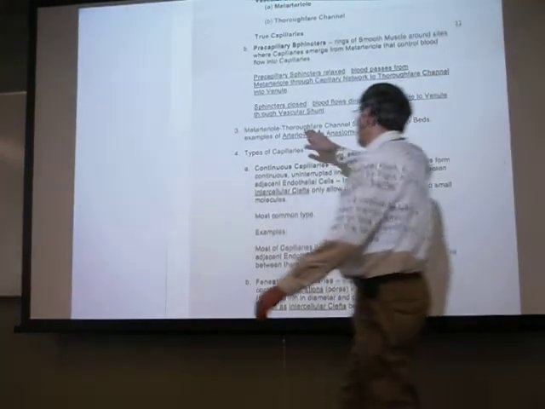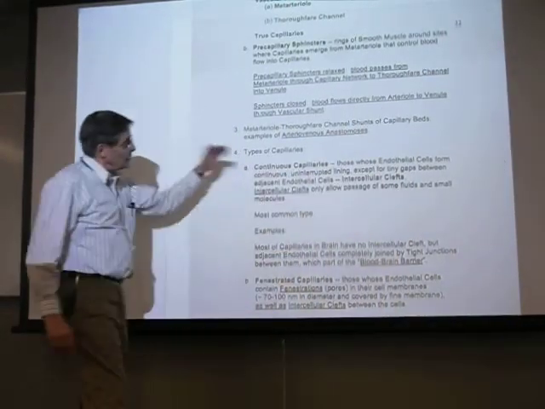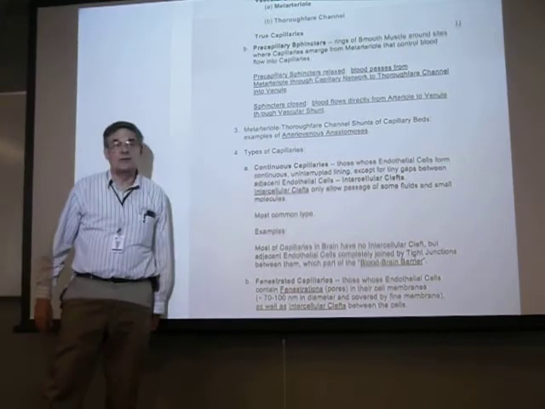Again, this metarteriole thoroughfare channel, which is the vascular shunt that goes through the capillary bed, is an example of an arteriovenous anastomosis.